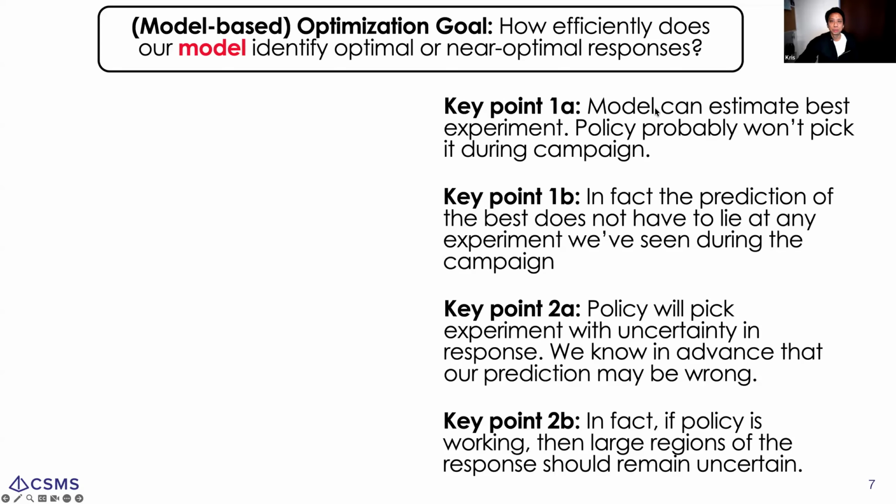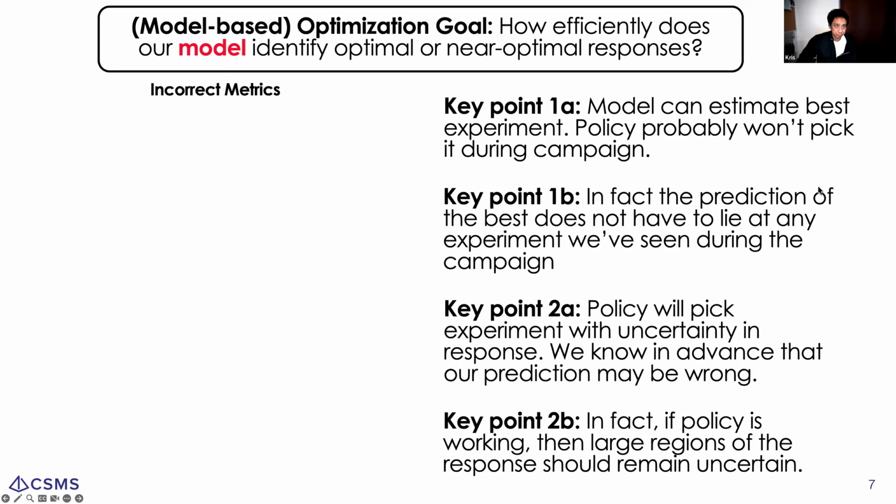And the point is that these key points lead to incorrect metrics that don't answer this question. And the unfortunate part is that these metrics are kind of prevalent in the SDL literature. One of the reasons why I'm talking so passionately about this is because I'm on a personal mission to stop the spread of these bad metrics. All right. So for example, key point 1A, the model can estimate what's best, but we're not going to see those choices of experiment during the campaign.